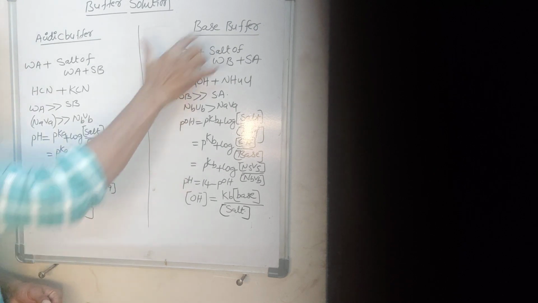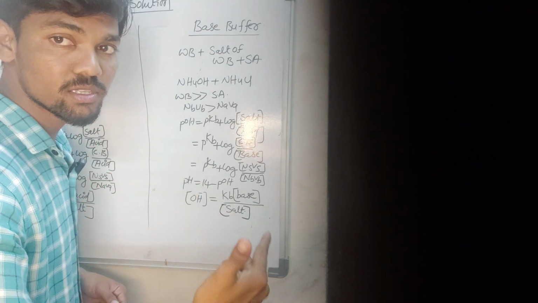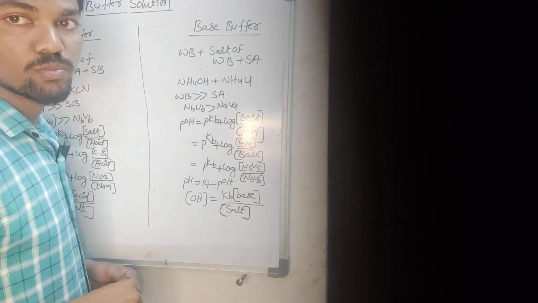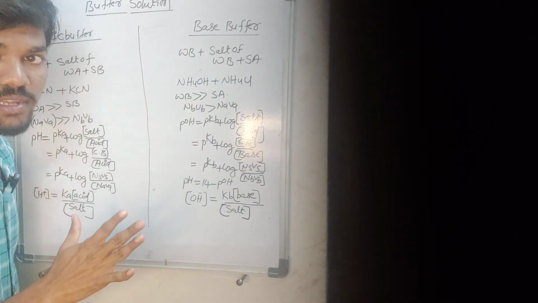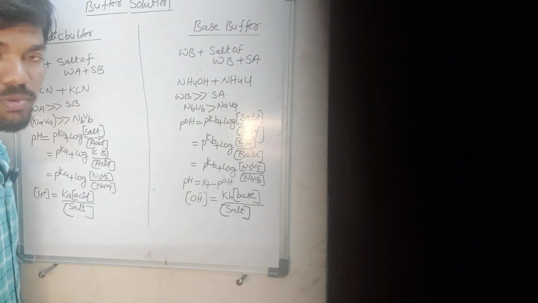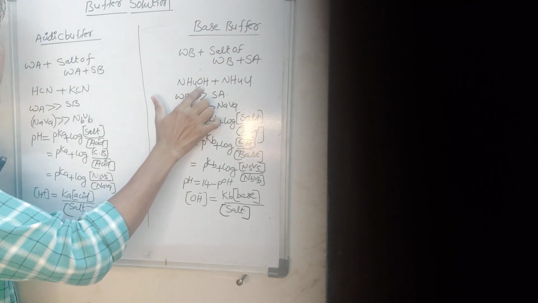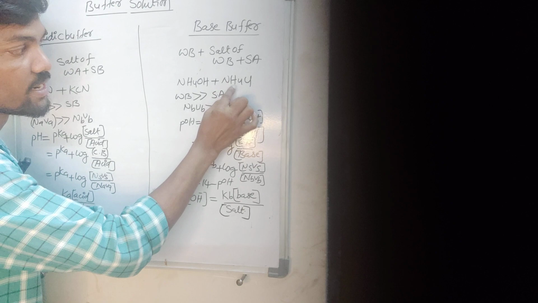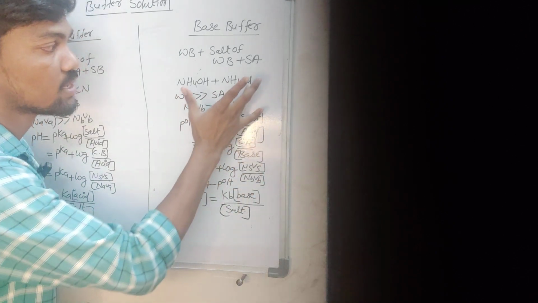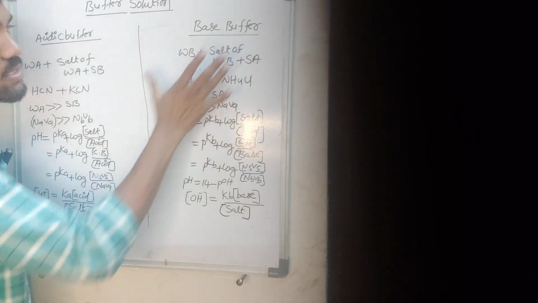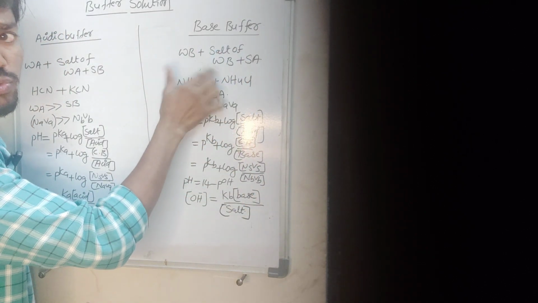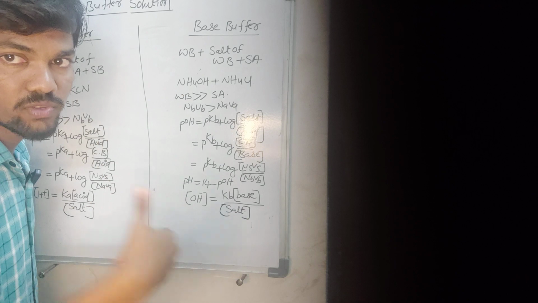Next one, base buffer. Here there should be a weak base, and the salt should come from a weak base and a strong acid. This mixture is called base buffer. For example, NH4OH is a weak base and NH4Cl is a strong electrolyte. NH4 came from the weak base and Cl came from HCl, a strong acid. Since there are two weak bases, it means we are taking an excess of weak base.